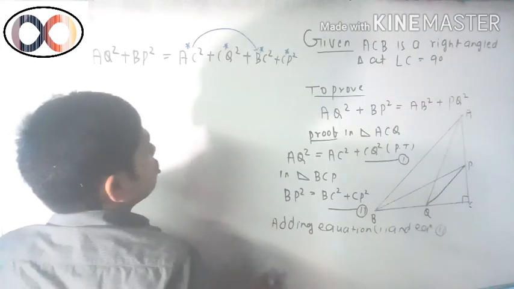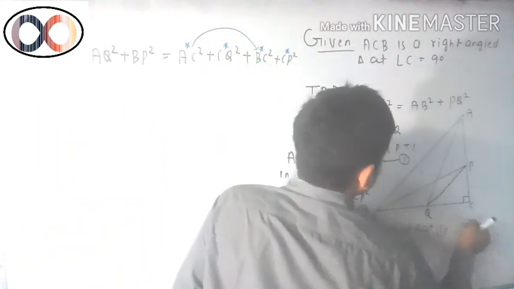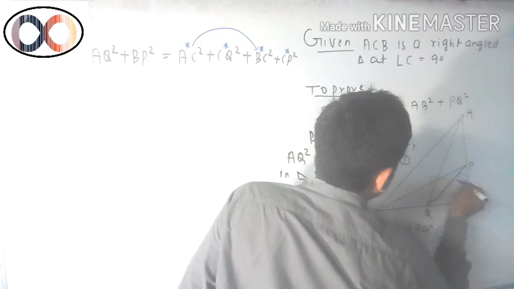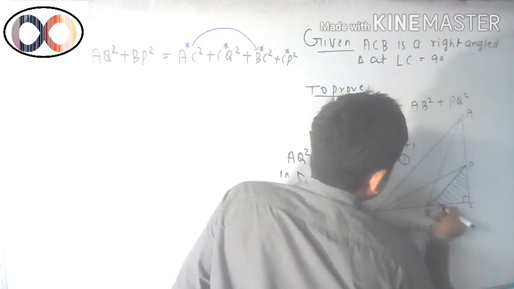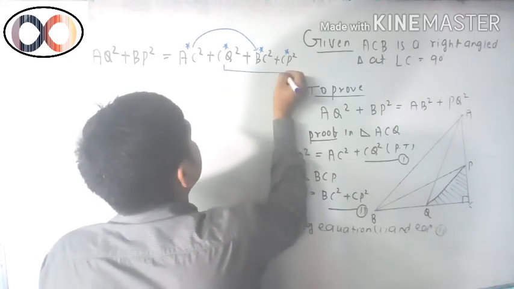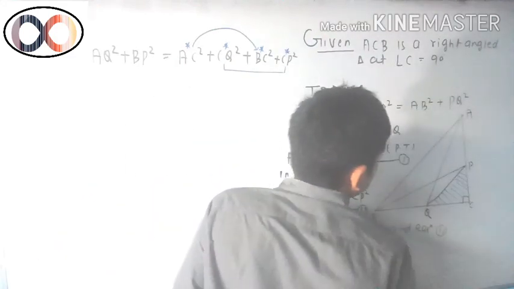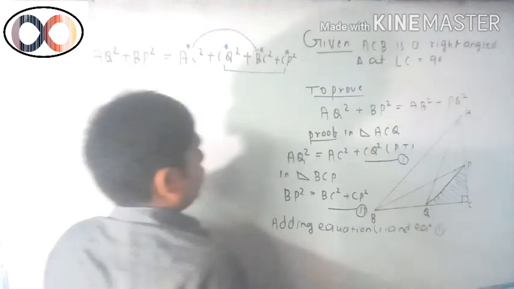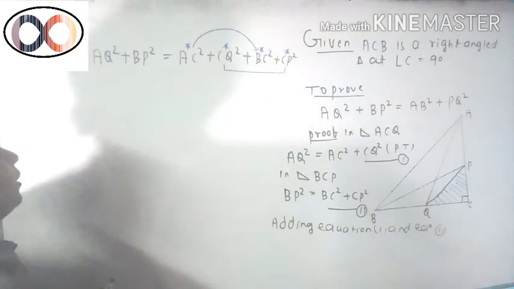Okay, and next CQ square plus CP square. You can see this is a triangle. If CQ square plus CP square is given, then we can write in the place of CQ square plus CP square, what? PQ square. So you can write it directly.